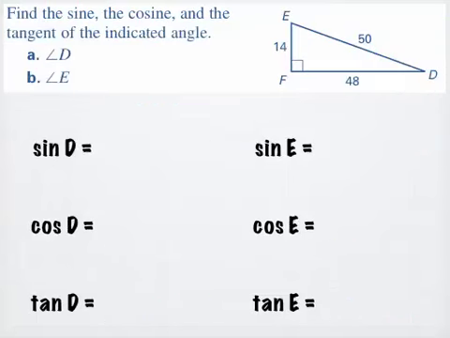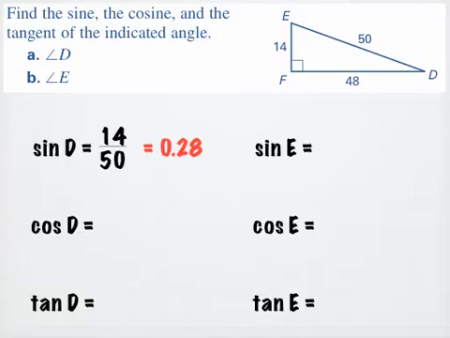The next example says find the sine, the cosine, and the tangent of the indicated angle. For A, they want us to find for angle D, and then for B, they want us to find for angle E. First we're going to look at angle D. Notice angle D would be in the bottom right-hand corner of this triangle. For sine, the side opposite of angle D would be 14, and the hypotenuse is 50, so I would have 14 over 50, which is 0.28.